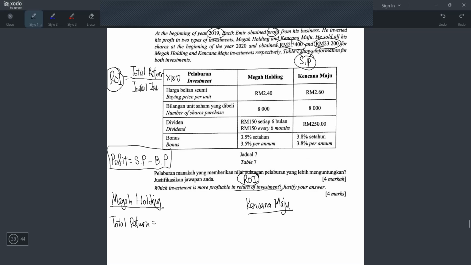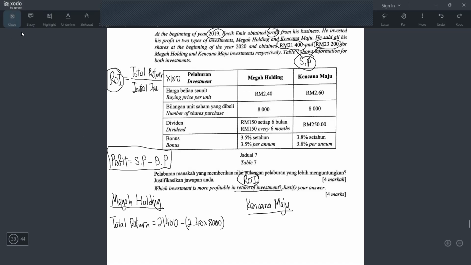So 21400 is the selling price for Mega Holding, but you have to minus the buying price. He spent some money buying it, which is 2 ringgit 40 cent, but he bought 8,000 units. So 21400 minus (2.40 times 8,000). 2.40 times 8,000 is the money he spent buying. Then what about the bonus? I have to plus that also.